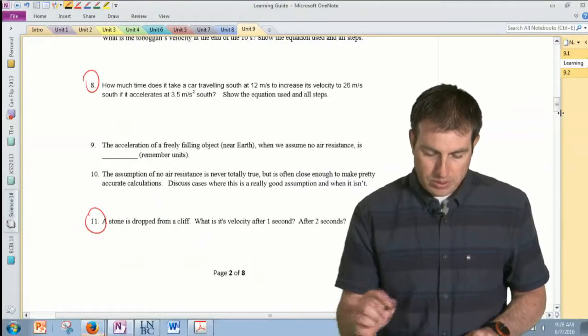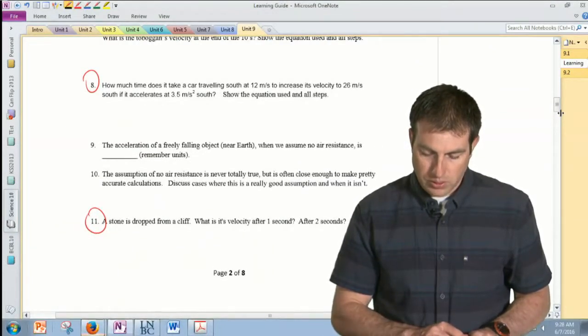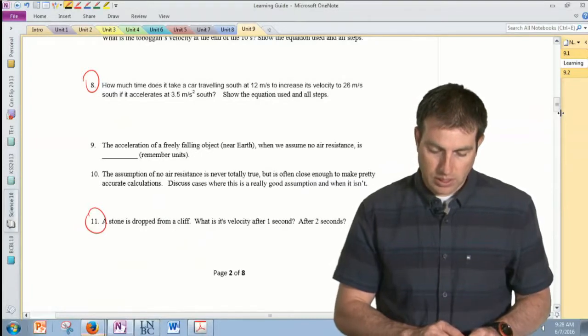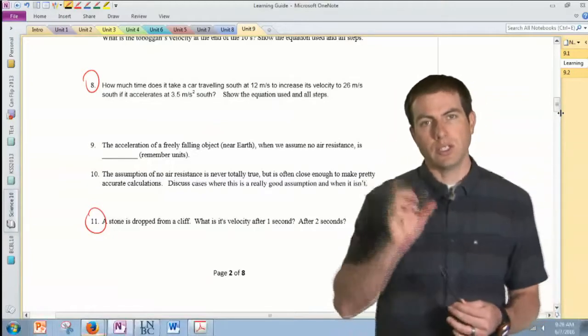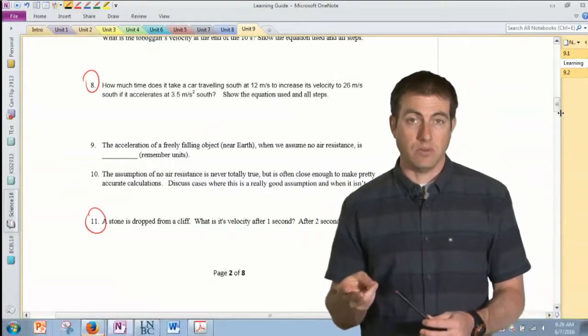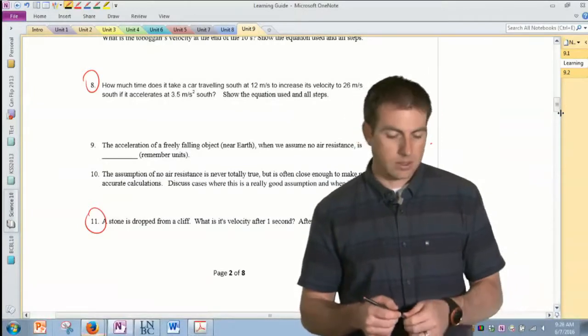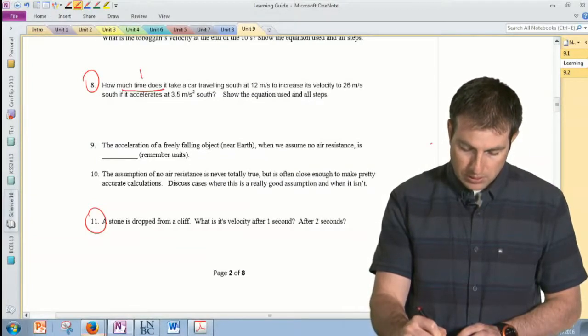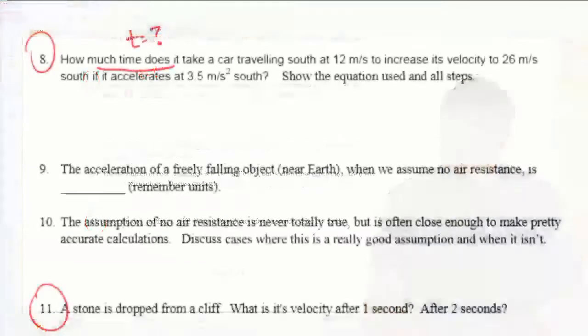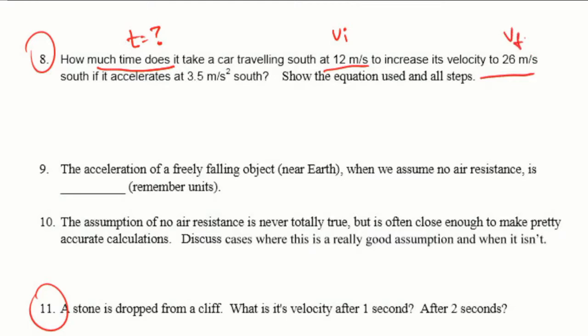How much time does it take a car traveling south at 12 to increase its velocity to 26, if it accelerates at 3.5? Again, 2 steps to this. They're giving you initial velocity and a final, so you're going to have to find your change in velocity. And then once you've done that, you're going to have to find the time. So, how much time does it take? That means find the time, but I don't know what it is. If I'm traveling south at 12, that's my initial velocity. I'm increasing it to 26, that's my final velocity. And I have this 3.5 is my acceleration.